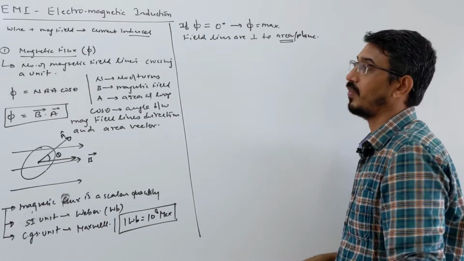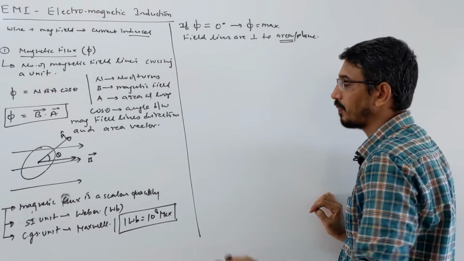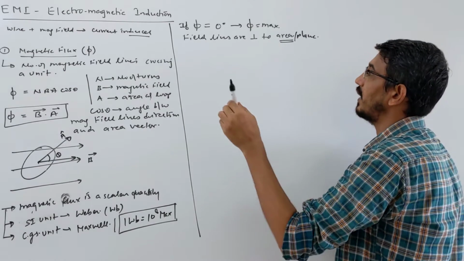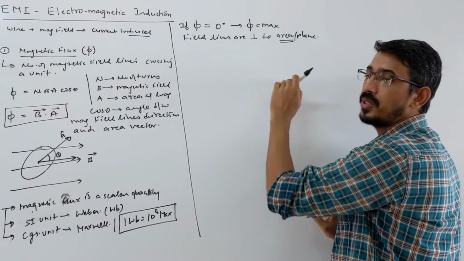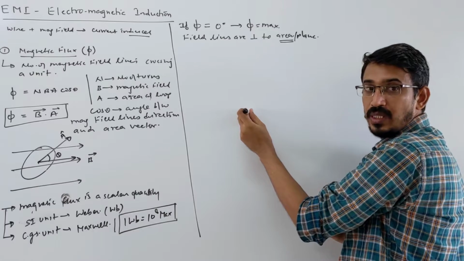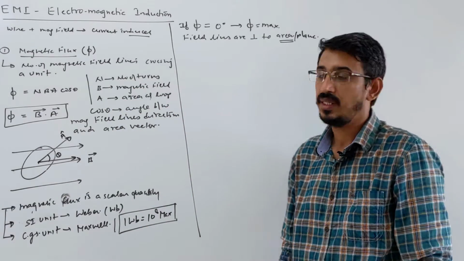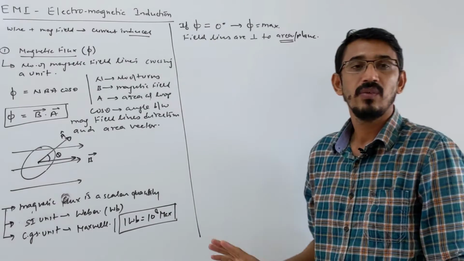0 degree. Listen carefully. This board is your area. This is your area vector, outward and towards you. Then I am saying magnetic field lines are perpendicular to this area, means again outward in this way. So the angle between the area vector and magnetic field lines is 0 degree. In that case, we have maximum flux.